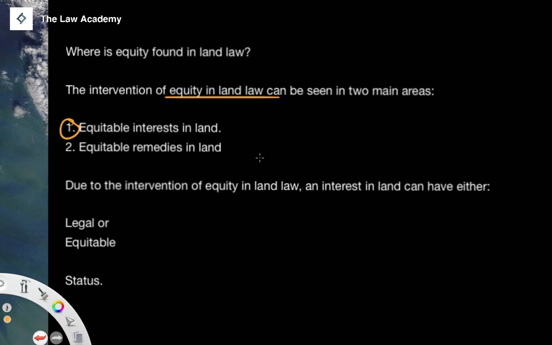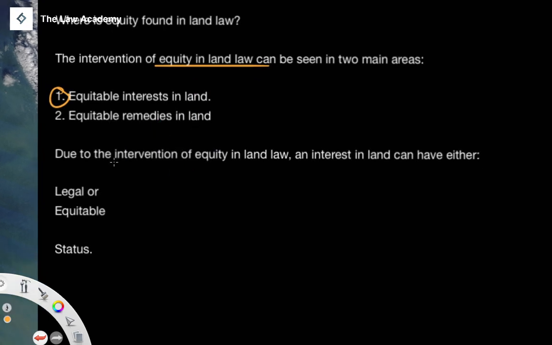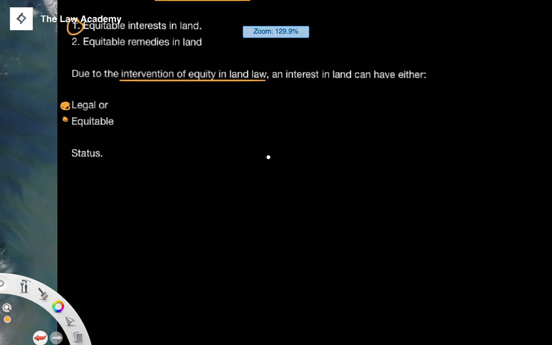And as such, we have a system where we have a dual purpose for land law. We have the intervention of equity, so that an interest in land can either be equitable in nature or legal in nature. They could have either legal status or equitable status. So that's what's important here.